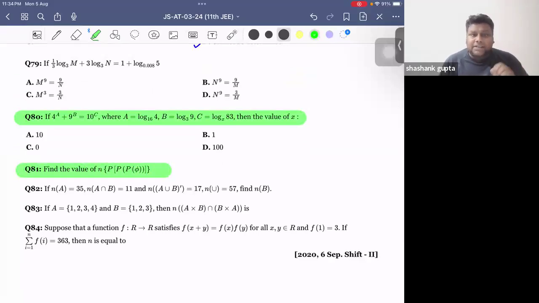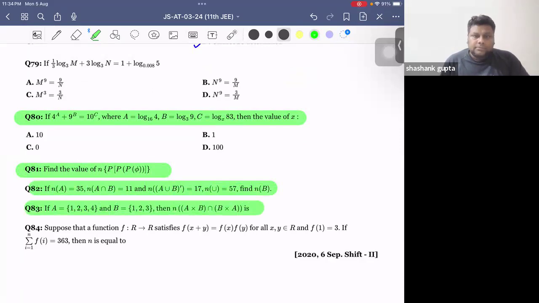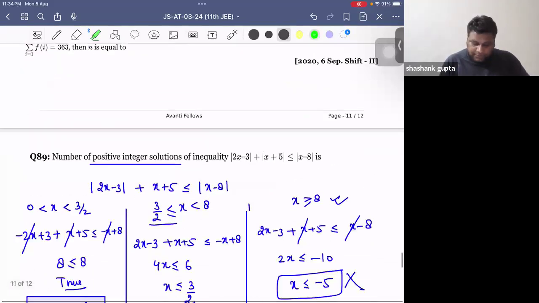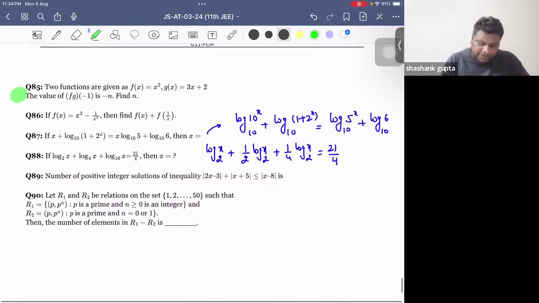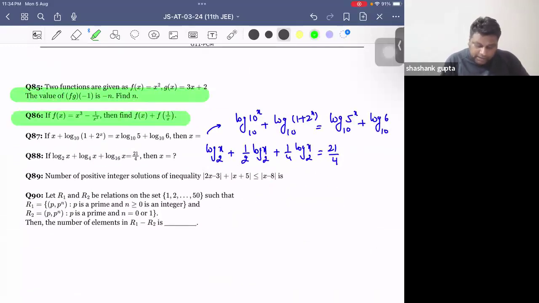P5 is the power set. Got it? 82, very easy. 83, nothing more simple. This is a bit tricky, lengthy also. 85, very easy. 86, highly easy. 88, easy. So there are easy questions always in every paper. The art you have to learn is how to solve them and how to identify them before that they are easy.